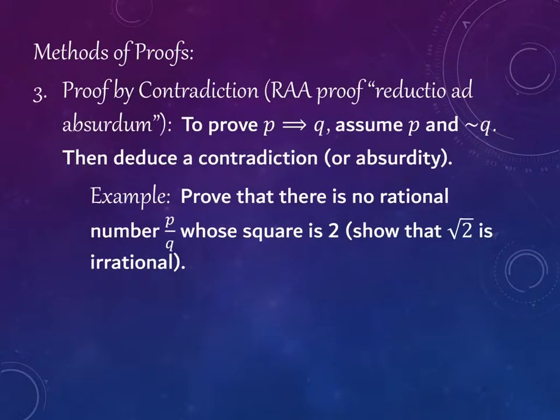All right, this third one is very similar to the second one. It's called a proof by contradiction, sometimes also called an RAA proof. So to prove that P implies Q, you assume that P is true and that the opposite of Q is also true. So P and tilde Q. And then you somehow, in the middle of what's going on, come up with some kind of a contradiction or an absurdity. That's where we get the RAA part of this. Something happens that you're like, well, that doesn't make logical sense.